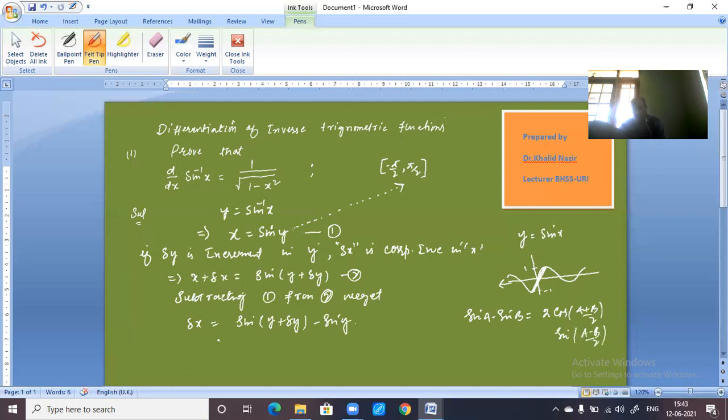So what I can write here is twice cos of, take the addition of these two angles. One angle is this and another angle is y. So this is actually 2y plus del y, divided by 2, right, into sine of, take the difference. Now when we take y plus del y minus y, y cancels, this is del y by 2, right?